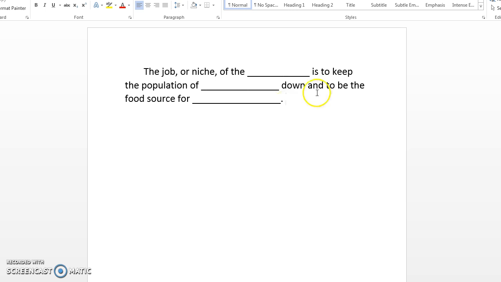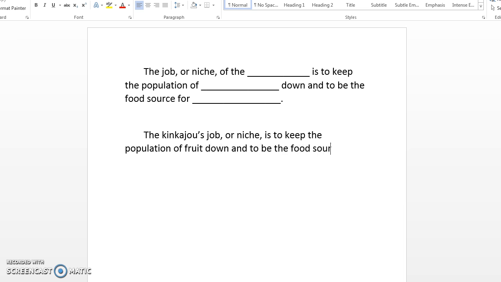And words that you might put in there. Let me show you. Here are some examples, okay? So here's an example. The kinkajou's job or niche is to keep the population of fruit down and to be the food source for tertiary consumers. Okay?